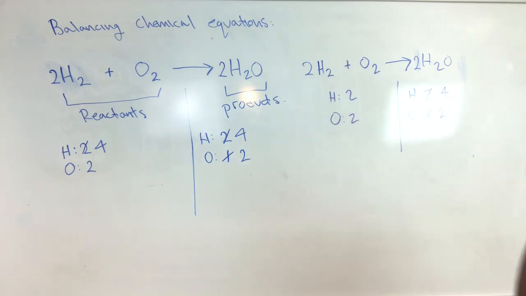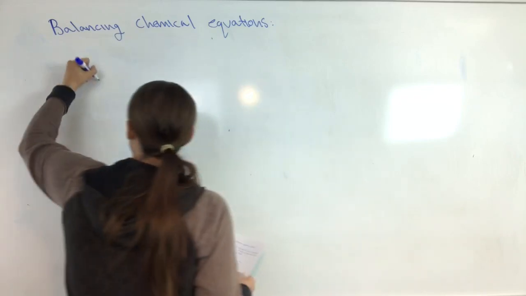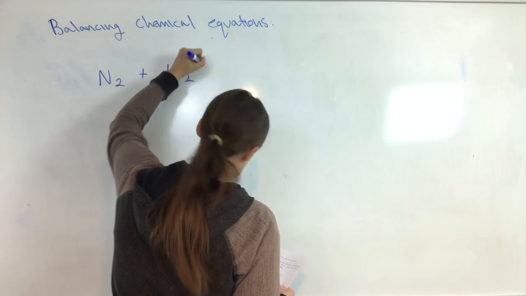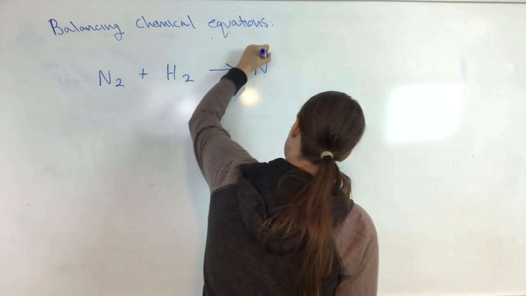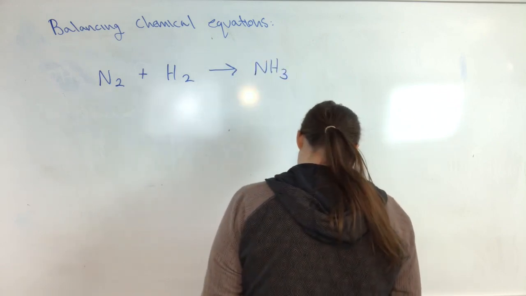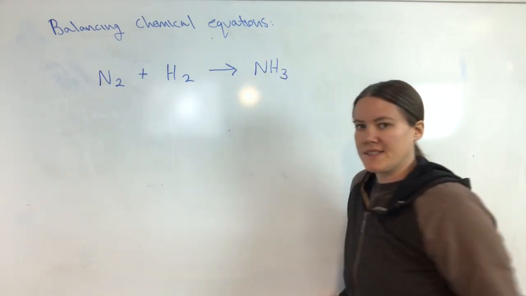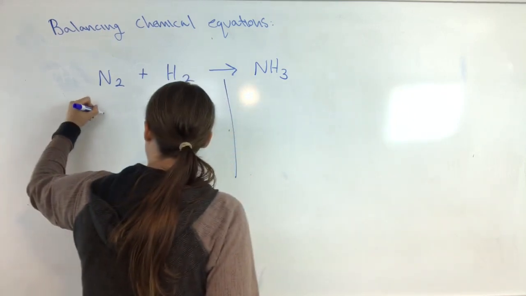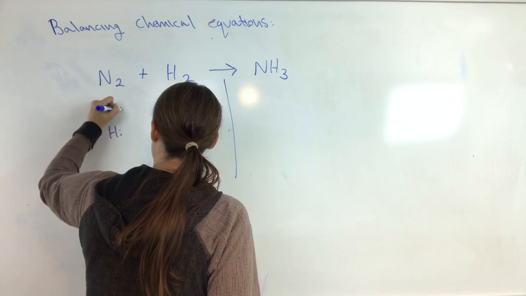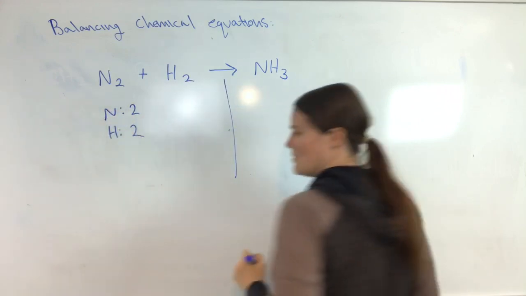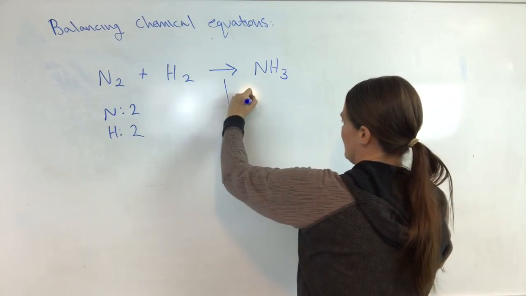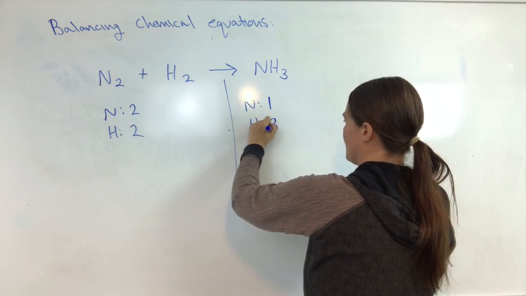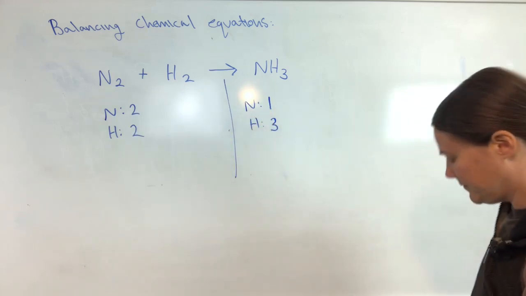Okay, so let's do another example. Nitrogen plus hydrogen, and we're getting this. So we want to balance this equation. We're going to do our inventory of what we have. On this side we have nitrogen and hydrogen. There's 2 nitrogens and there's 2 hydrogens. And on this side we also have nitrogen and hydrogen. We have 1 nitrogen and we have 3 hydrogens.